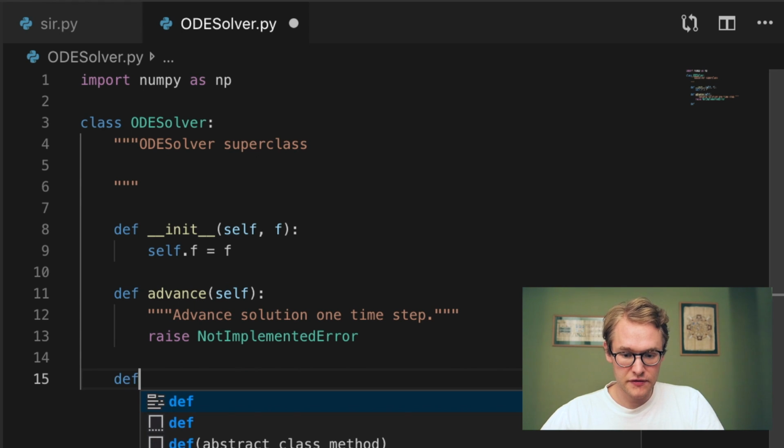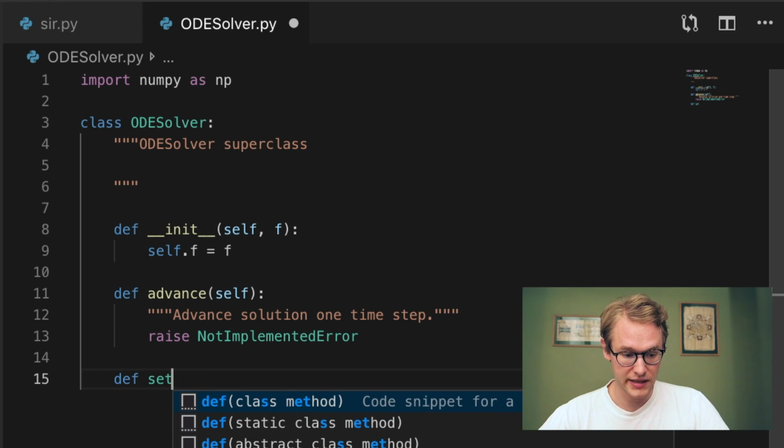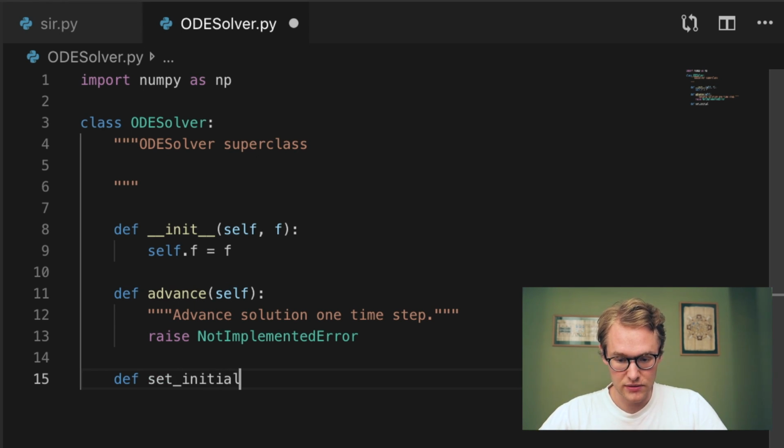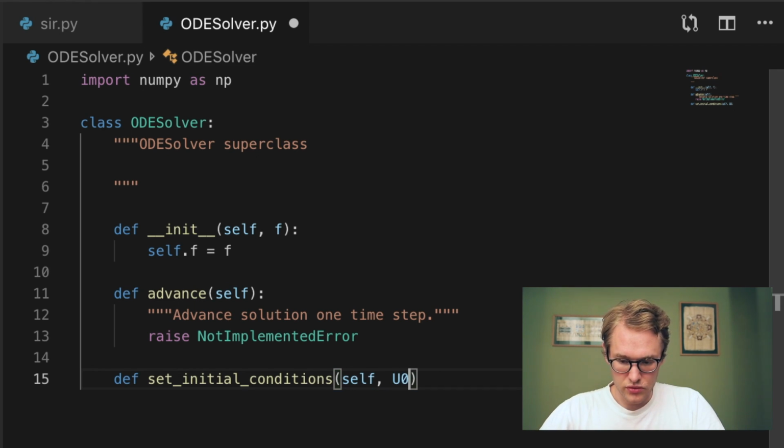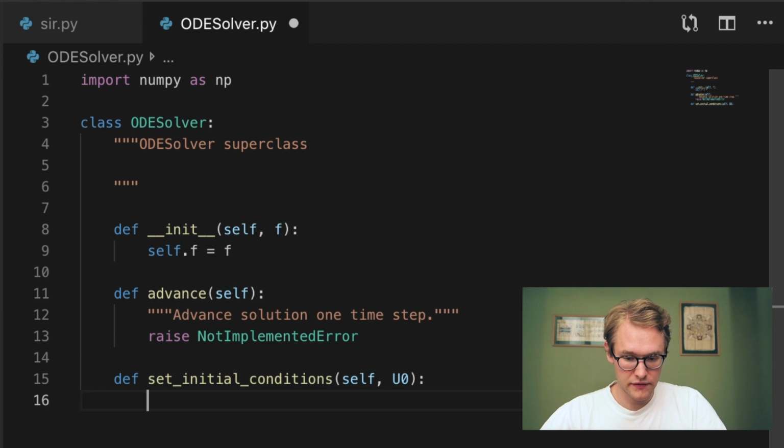But we need some other stuff. For all sets of differential equations, we need some initial conditions. So we need a method that sets initial conditions. And we'll call that U is our differential equations, all right? So U0 is the initial conditions. Because we have a set of equations, we need this method to be able to manage that problem.